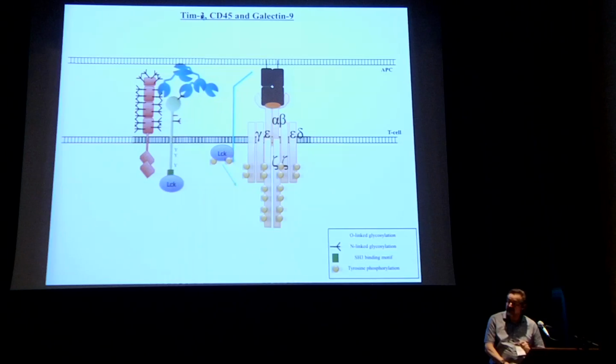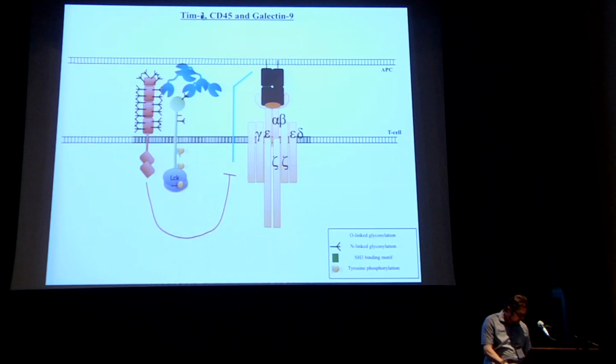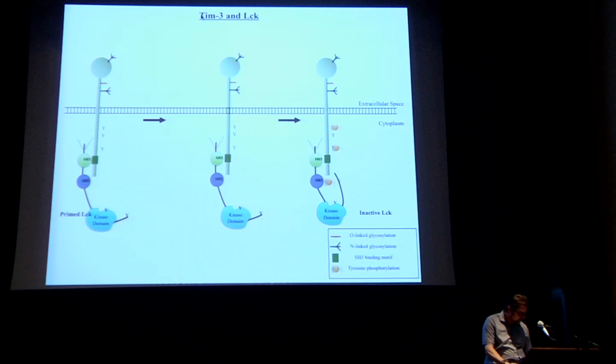So what we think happens in this situation is that if TIM3 is brought into the immune synapse, galectin-9 will also recruit CD45, which is a phosphatase. And that phosphatase then will dephosphorylate LCK, the active form, and will dephosphorylate the T cell receptor and prevent downstream signaling. That's sort of our working model.